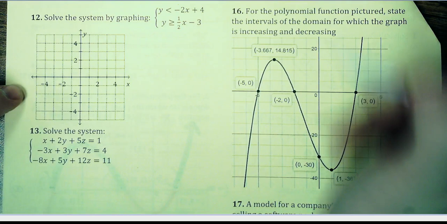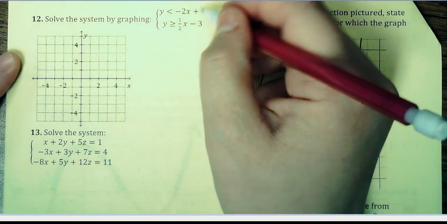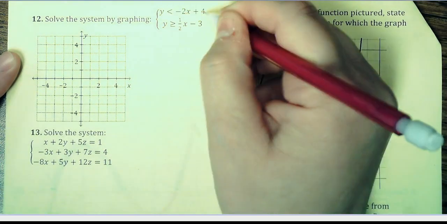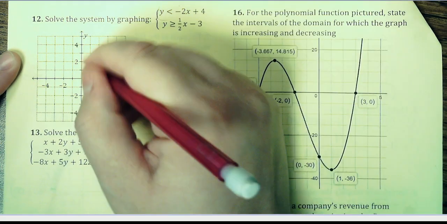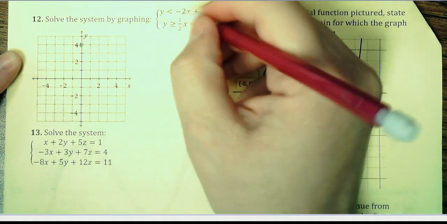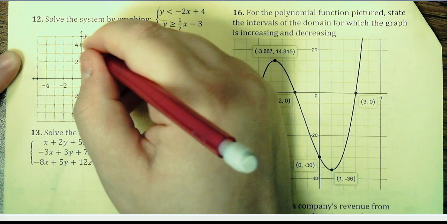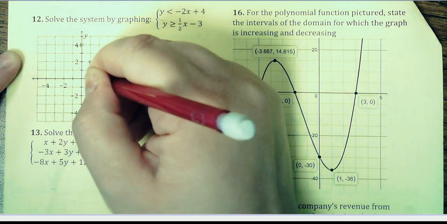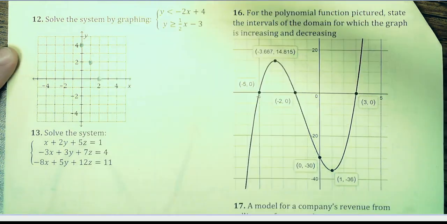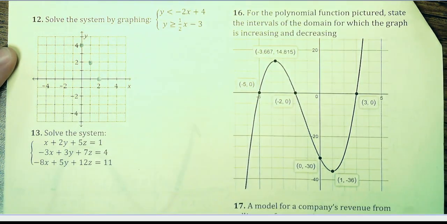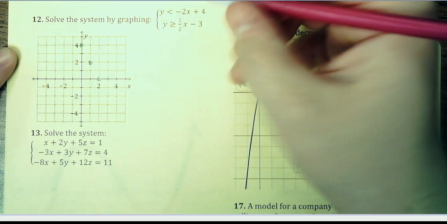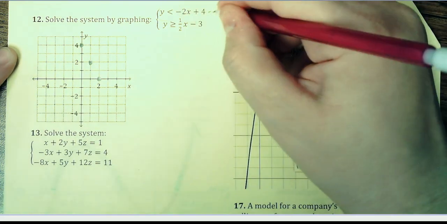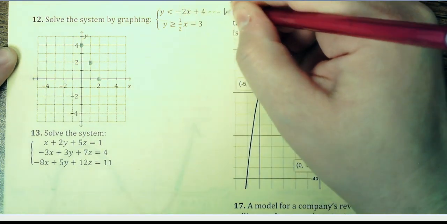Number 12, we're going to solve this system of inequalities by graphing. So I'll just start with the first one. We're going to start at 4 on the y-axis. My slope is negative 2, or negative 2 over 1, rise over run. So I'm going to go down 2 over 1, down 2 over 1. And let's see, this is just a strictly less than. So this should be a dotted line, and less than, I'm going to shade below.